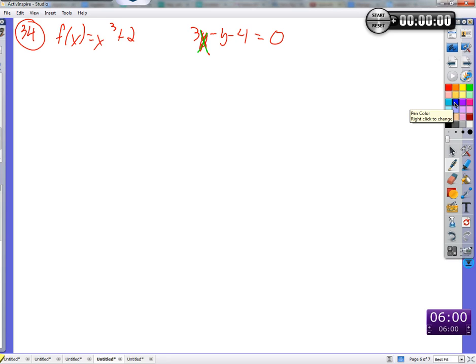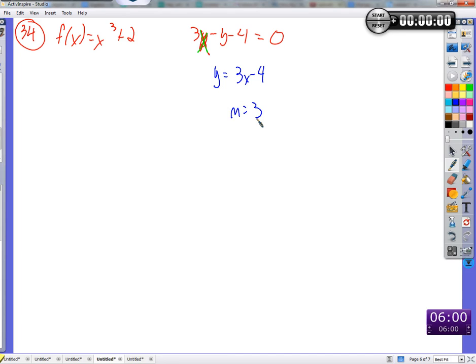So there's this function here, x cubed plus 2. Okay, it's a curvy graph. And we want to find the equation of the line, the tangent line, the y equals mx plus b for the line that's parallel to this line. What does parallel have to do with anything? Same slope. Okay, so we should probably find the slope of this line. Let's put it in y equals mx plus b. So y equals 3x minus 4. So m is 3, right?